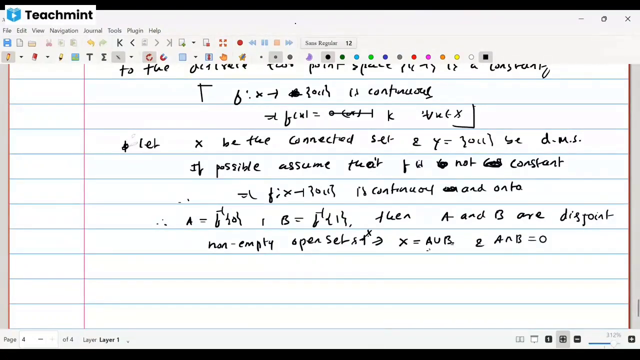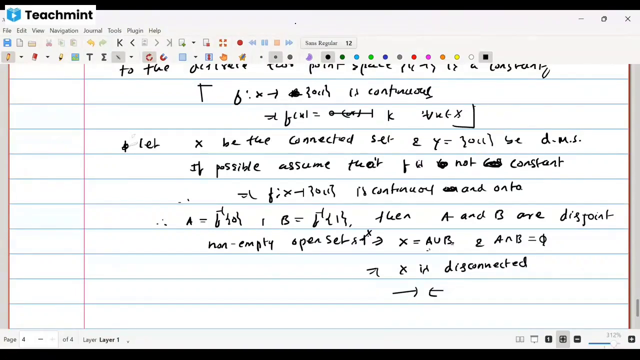Disjoint open sets, or disjoint closed sets, are always separated, right? Therefore A and B are separated sets, and X can be written as the union of two separated sets. Which implies that X is disconnected. Is it possible? This is a contradiction, since X is connected. Therefore our assumption that f is not constant is wrong.